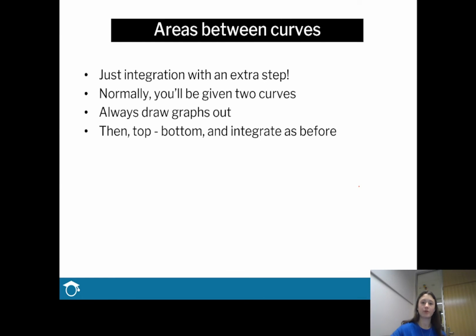Okay, now we're getting on to areas between curves. So, areas between curves is just integration with an extra step. Instead of just finding the area underneath a curve, we're more so finding the area underneath each separate curve and then finding the difference between that. So we'll be given two curves. You might be asked to draw the graphs out. And the reason for that is because you need to be aware of the intercepts.